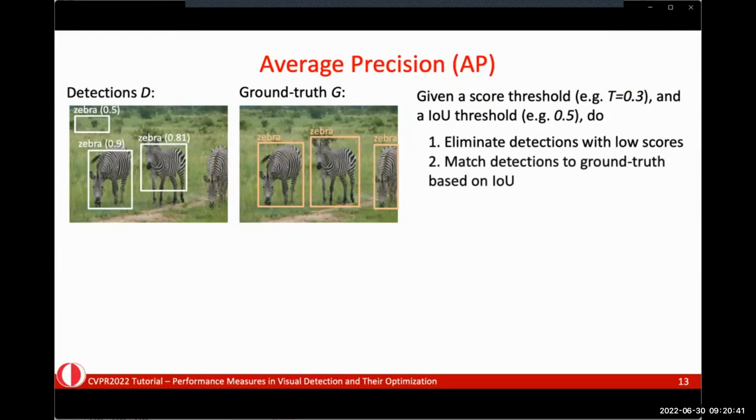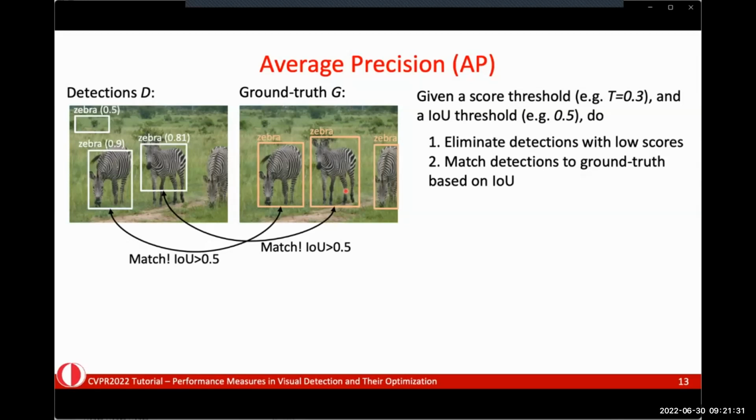The next step is to match the remaining detections with ground truth boxes based on localization quality, that is the intersection over union. We check all possible pairs of detections and ground truths, and if a detection matches with a particular ground truth box with more than the given intersection over union threshold, which is 0.5 in this case, then we declare a match. Here in this example we have two matches. This particular detection matches with this particular ground truth item, and this detection matches with this ground truth item because they both have intersection over union values larger than 0.5.